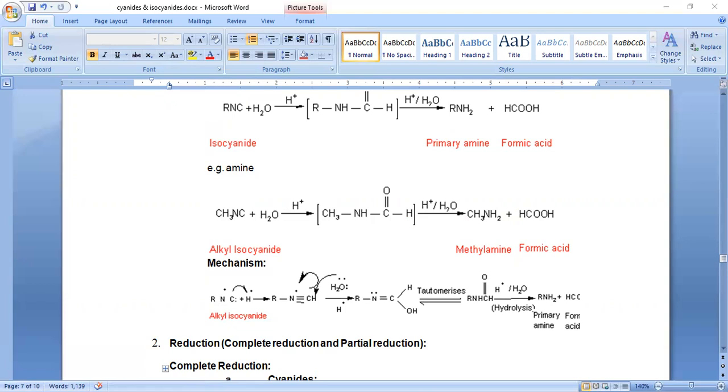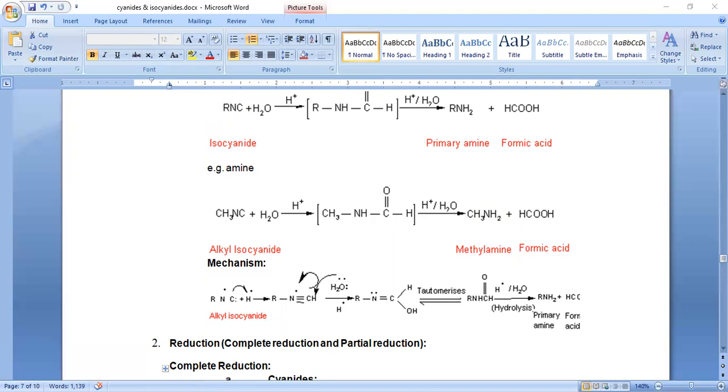So this is isocyanide, R. This is a water molecule. So what happens? R N. Here, what happens? Water will be attached here, so thereby it will get.